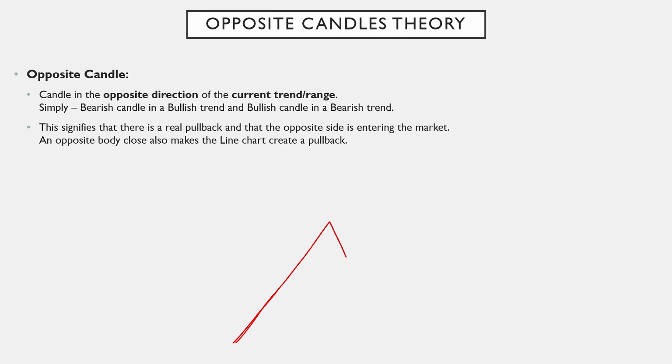When is it actually going to push down? When we have an opposite candle. So if those candles are bullish, bullish, bullish, bullish, when you have a bearish candle close, that is when the line chart actually makes a pullback. Okay, so that is pretty much how that came to be.